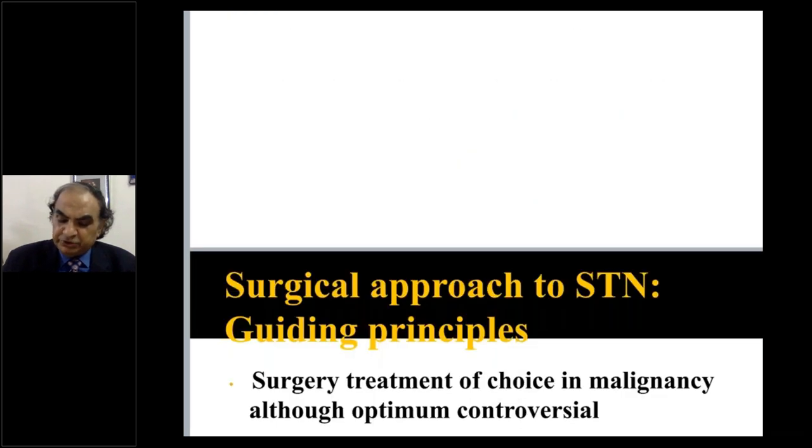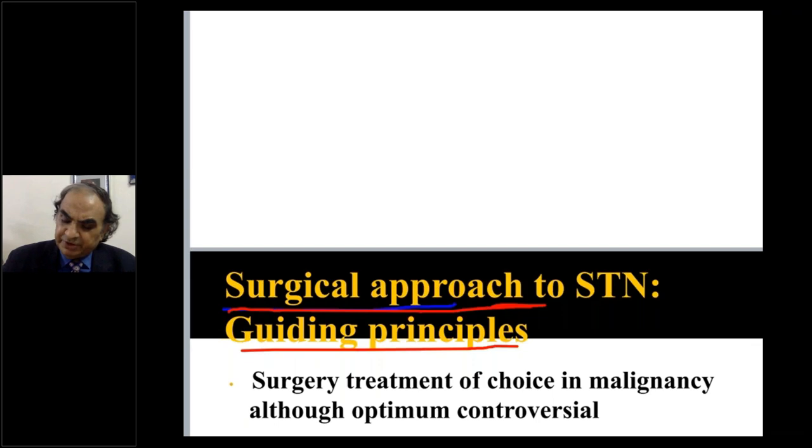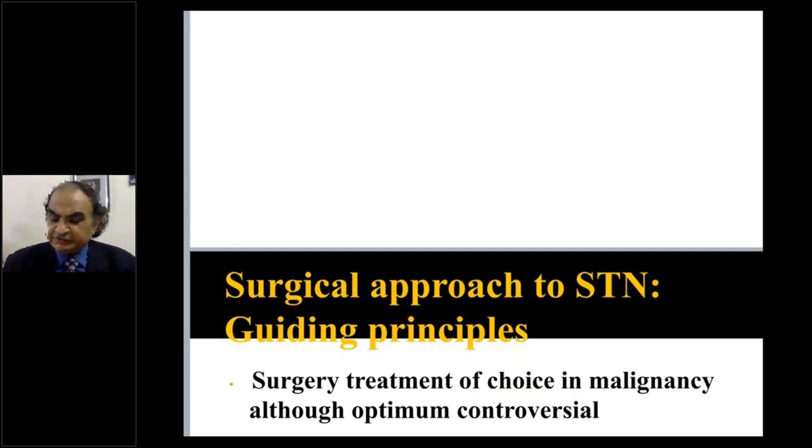Now, what's the surgical approach and what algorithm can we follow is what I would like to discuss, because there are some guiding principles, and then we'll get down to the individual aspects of management. In most cases, surgery would be the treatment of choice if the patient has malignancy, and there is no confusion about it. How much to do is a little bit controversial, which we'll address, because you may not need total thyroidectomy in all the patients. That's what the controversy is about. You may do with less, and if you can, might as well.